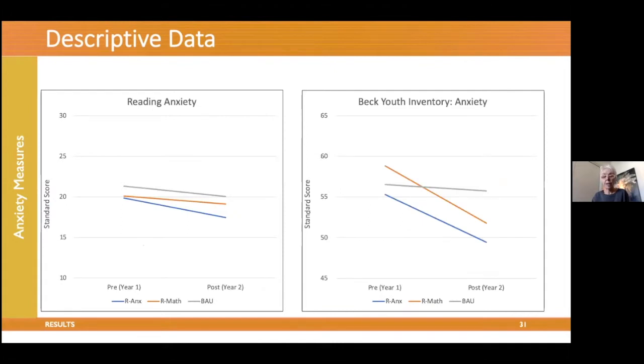And if you look at the descriptive data here, what we want to see is declining slopes. Unlike for reading achievement, we want anxiety to decline over time. And so if you look at the blue line for reading anxiety and the blue line for the Beck Youth Inventory, that's the line that represents the reading and anxiety treatment condition.